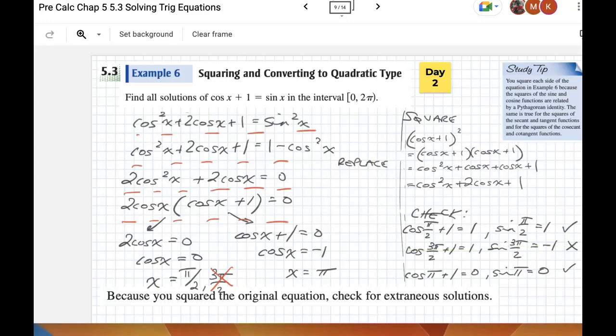And for trigonometry reasons, you can understand why pi works. Cos pi is negative 1. If you add 1 to that, you get to 0. And the sine of pi, that's the y-coordinate at pi radians. The y-coordinate is 0 because it's on the x-axis.